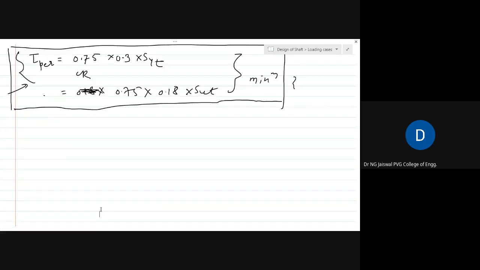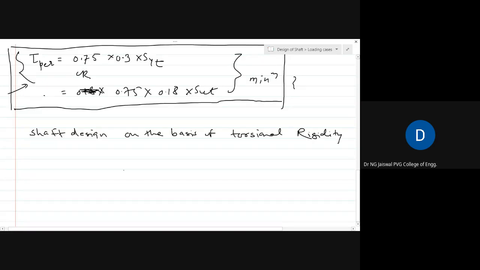There is one other way also, third way also, that is shaft design on the basis of torsional rigidity. Now, what is the meaning of torsional rigidity?